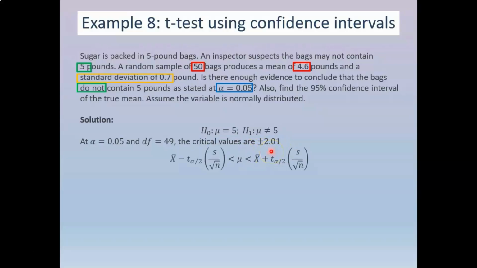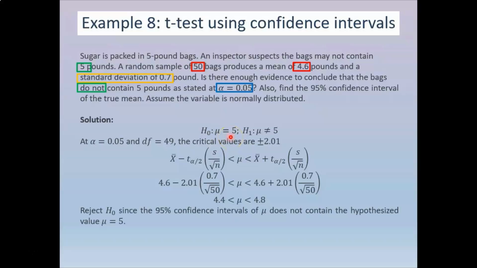Okay, and then we substitute the information into the confidence interval formula for the t-test. Then we get this interval. After we obtain this confidence interval, then you compare to the null hypothesis. And since the null hypothesis, which is mu equals 5, does not lie in this confidence interval, therefore we can say that we reject the H null, since the 95% confidence interval does not contain mu equals 5. So there is enough evidence to support the claim that the bags do not weigh 5 pounds.